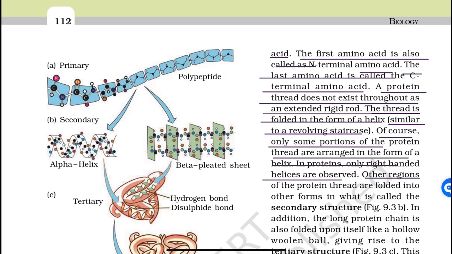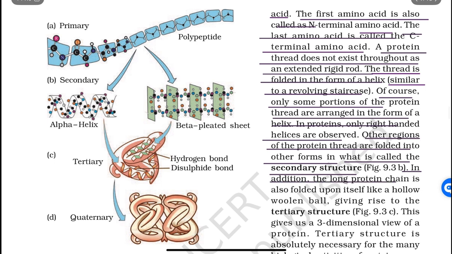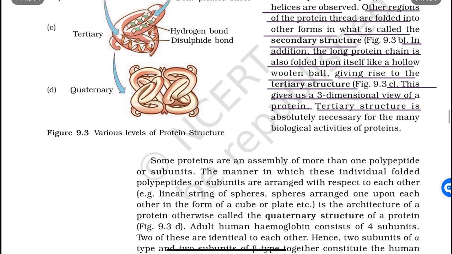Other regions of the protein thread are folded into other forms in what is called secondary structure. In addition, the long protein chain is also folded upon itself like a hollow woolen ball, giving rise to the tertiary structure. This gives a three-dimensional view of the protein. Tertiary structure is absolutely necessary for the many biological activities of proteins.